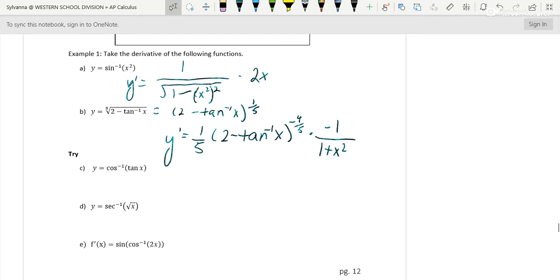Okay, so for y equals cos inverse tan x, again, we'll use a chain rule. My outside function is cos inverse, and the derivative of cos inverse is -1 over 1 minus, and then whatever I see in the bracket, which is tan x squared, and this will all be under a square root. Okay, and then now take the derivative of tan. My derivative of tan is sec squared x. And then that's it for that one.